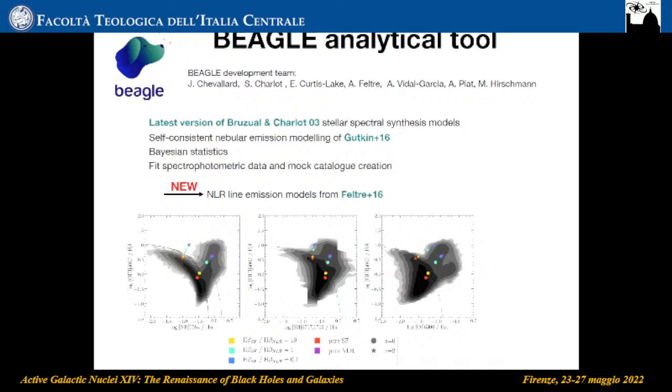We are implementing AGN photoionization models inside a Bayesian statistics tool, which already contained the continuum from the stars, as well as the nebular emission from the HII region. What we did was to create some mock spectra at redshift 0 and redshift 2 of pure star-forming galaxies, pure AGN, and composite objects ranging from the orange to the violet. The dots are redshift 0 and the stars are redshift 2 mock spectra. So you can see how they populate the optical diagnostic diagram.